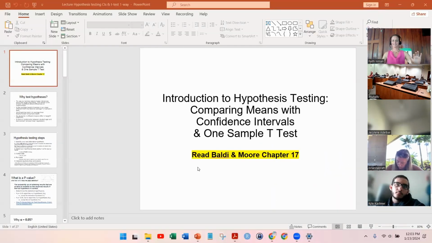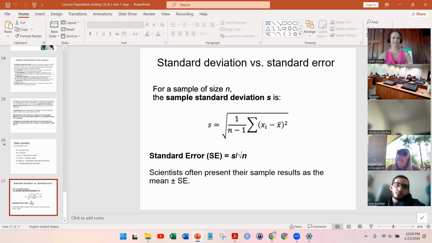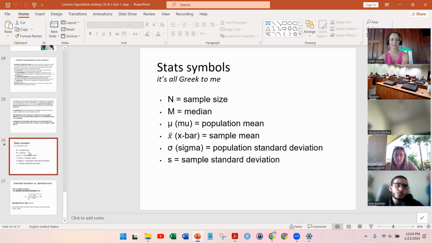Can you go back to that symbol? The last slide? Yeah. Yeah, why not? Sample standard deviation. The slide. Oh, this is the slide before. Oh, the slide before, the stat symbols.